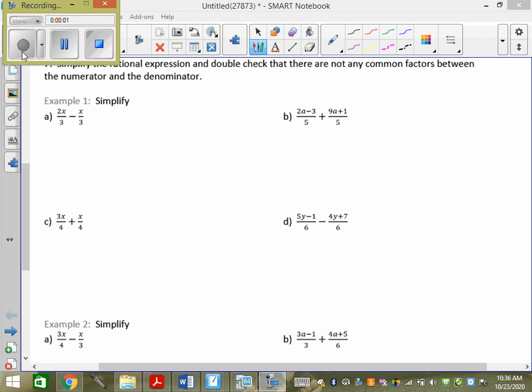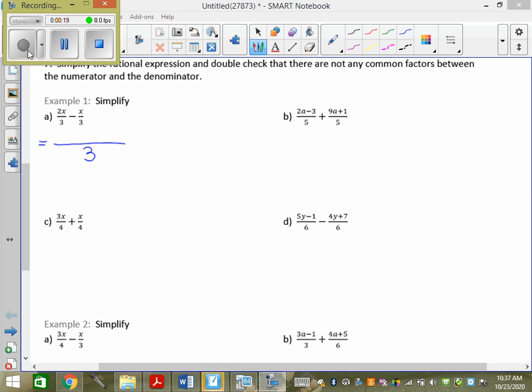So I need to have a common denominator. So both of these are over 3. So because I have a common denominator, it's over 3. Okay? So when you have a common denominator, you can write it all over 3.